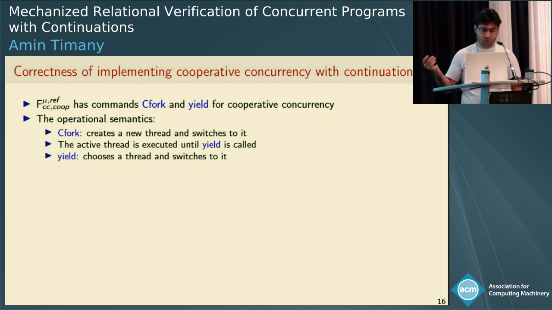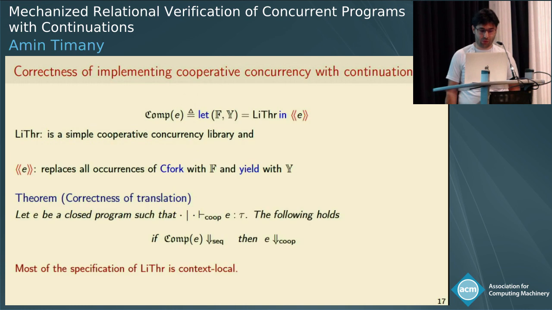Okay, what do I mean by cooperative programming language? This is a programming language very similar to the language we had before. It has a cfork, a cooperative forking operation, and a yield operation. And the operational semantics, just like before, we have a thread pool, but we also have a current running thread that we keep track of. And we keep running that thread until that thread calls the yield operation, in which case we switch to another thread, keep running that one until that one yields, and so on. Right? And if the current thread that is running terminates, well, the whole program terminates. That is our programming language, the cooperative programming language.